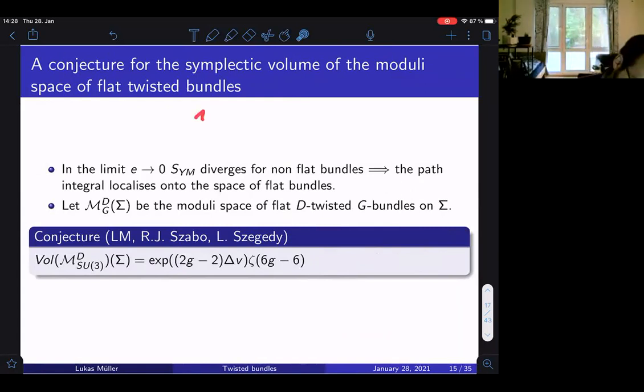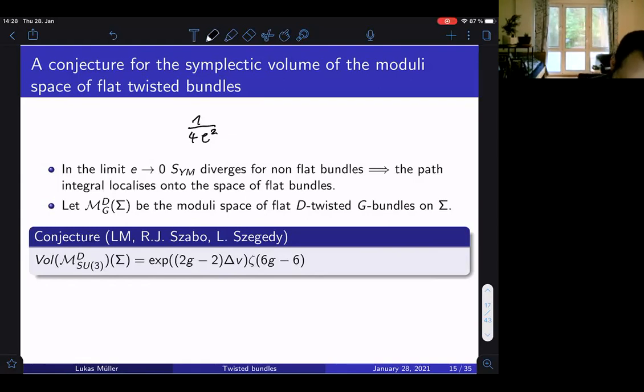So remember, we had something like 1 over 4e squared. If I look at the limit where e goes to 0, which turns out to be the same as the zero area limit, then we see that this prefactor diverges. So as soon as I have a field configuration where the action is non-zero, this will just be weighted with 0 in the path integral. So the path integral now localizes to the space of fields with zero Yang-Mills action, but these are just the flat bundles.